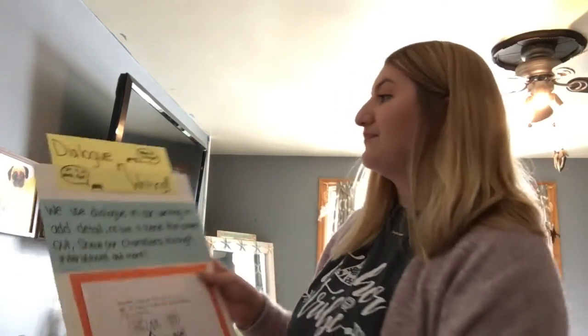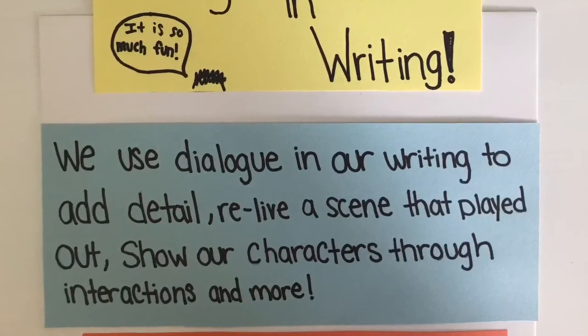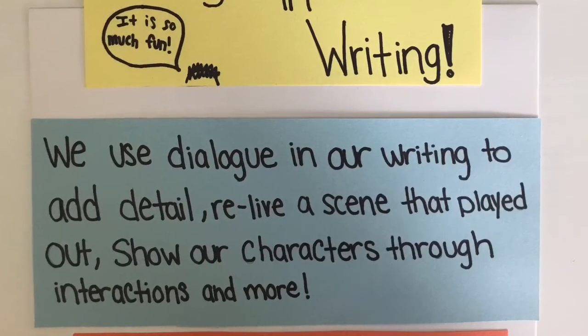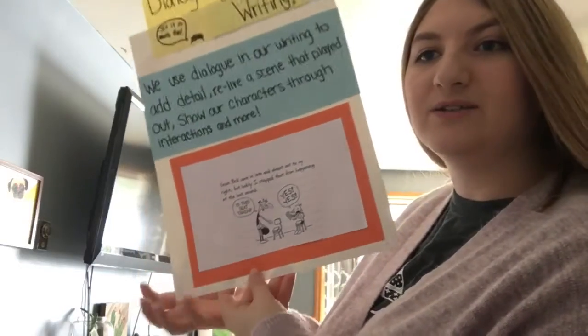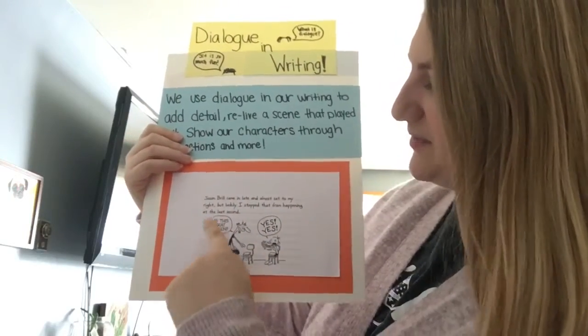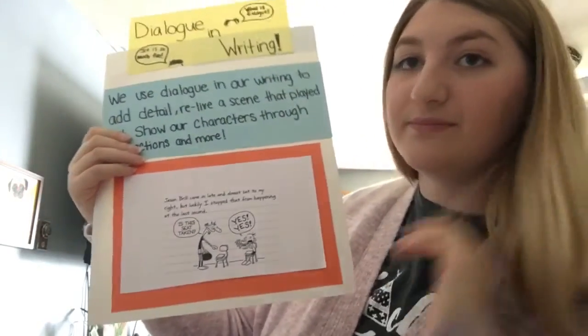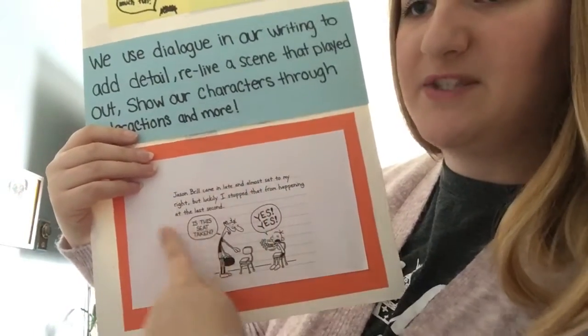Now we're going to talk about what dialogue is and how we can use it in our writing. We use dialogue in our writing to add detail, relive a scene that played out, show our characters through interactions, and a lot more. Let's look at this example down here. This part is not dialogue, but the speech bubbles here are. When we use dialogue in cartoons, we use these types of speech bubbles.